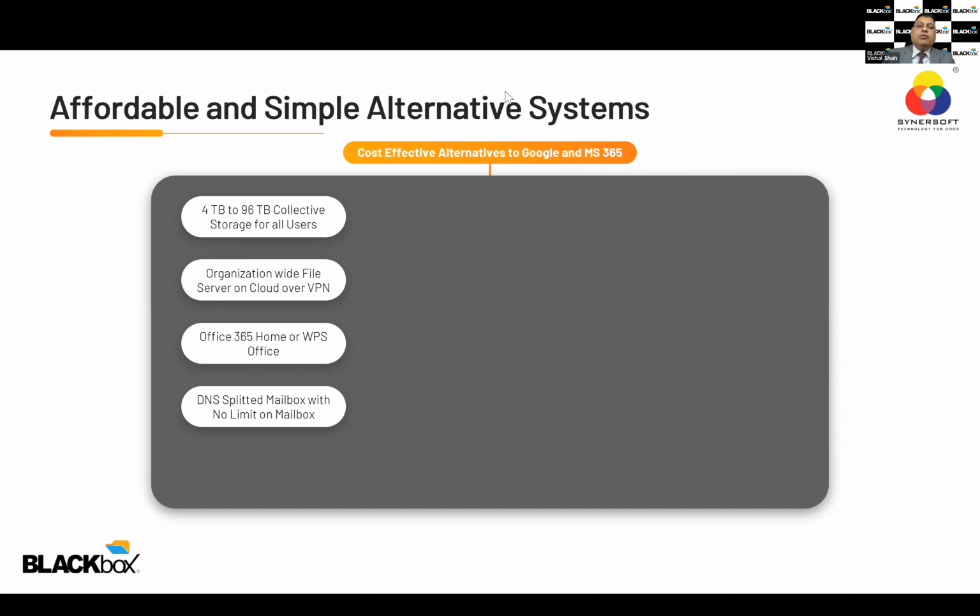So here there is a concept of DNS splitted mailbox, and I'm going to explain that. See what happens. Let's say you have 50 users and you require only 4 to 5 users to have those large mailboxes on Google or on Microsoft, whatever. It would be 2 terabytes on Google and it would be 50 GB on Microsoft. And now the rest of the users don't need this much of mailbox also.